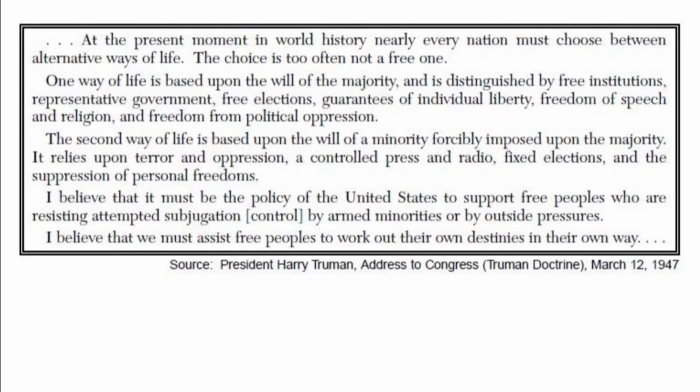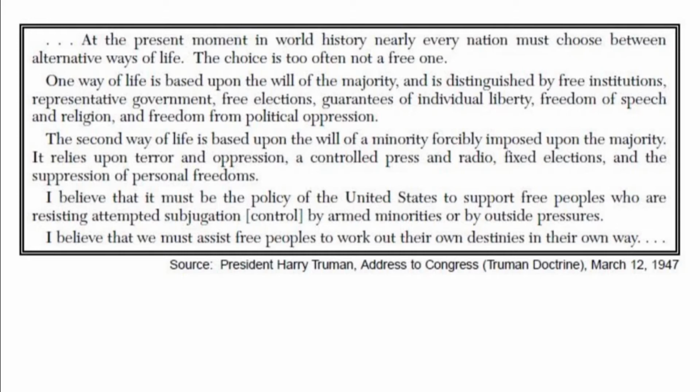I believe that it must be the policy of the United States to support free peoples who are resisting attempted subjugation, control by armed minorities, or by outside pressures. I believe that we must assist free peoples to work out their own destinies in their own way."